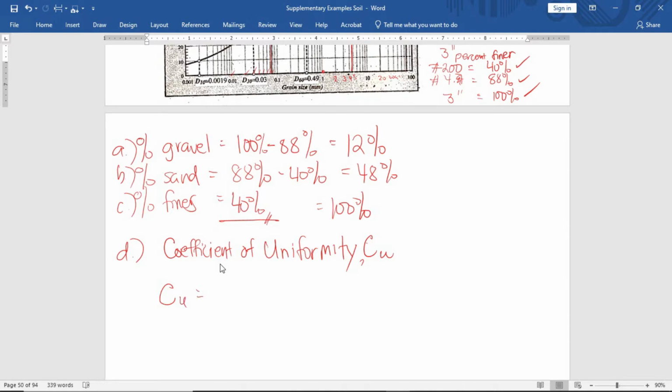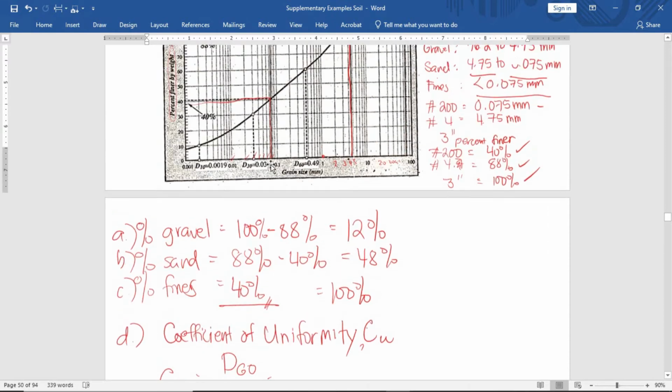It is D sub 60 over D sub 10, or the percent finer at 60% and percent finer at 10%. D sub 60 is the diameter corresponding to the 60% finer, and D sub 10 is the diameter, in mm, corresponding to the 10% finer. So, saan natin makikita yan? Ulit, makikita yan natin sa curve.